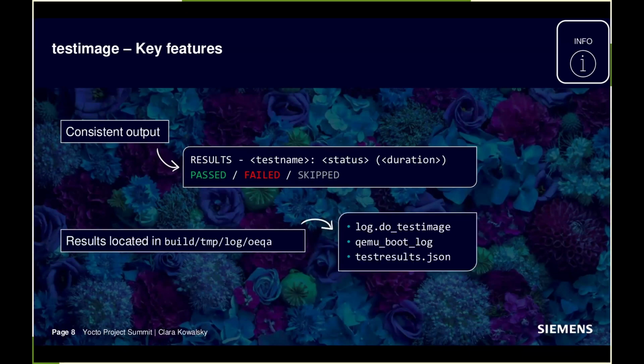You will also get some other files. They are all located in the build tmp log oeqa directory. So you will get the log I just mentioned. If you use QEMU as target, you will also receive a QEMU boot log. And then you will also get a test results JSON, which contains more or less the same info as the log, but in JSON format.